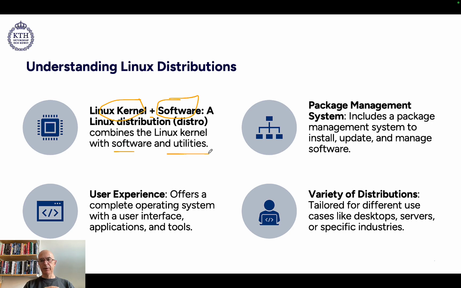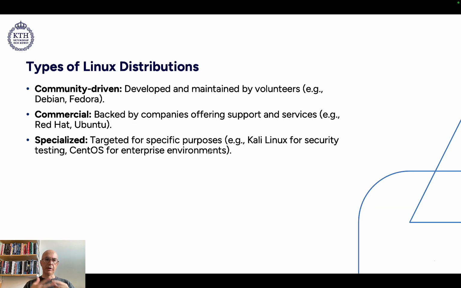A number of different distributions exist, tailored for different use cases like desktop, server, supercomputers, or very specific systems. There are three kinds of Linux distribution: community-driven, developed and maintained by volunteers; commercial, backed by companies that offer support and services; and specialized distributions, for instance, targeted at specific purposes. So, for instance, Kali Linux for security testing, CentOS for enterprise environments.